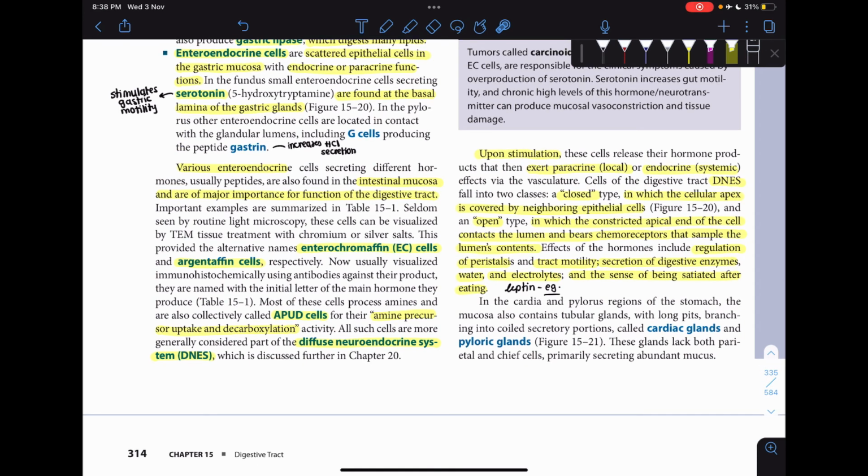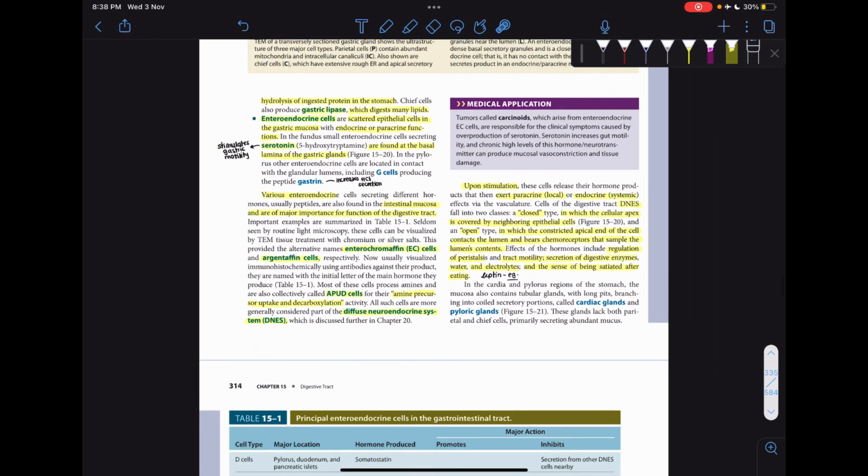In the cardia and the pylorus regions of the stomach, the mucosa also contains tubular glands with long pits branching into coiled secretory portions called the cardiac glands and pyloric glands. So the cardiac and pyloric glands are the tubular glands which branch into coiled secretory portions. These glands lack both parietal cells and chief cells, and they primarily secrete abundant mucus. So the cardiac and pyloric glands secrete a lot of mucus.